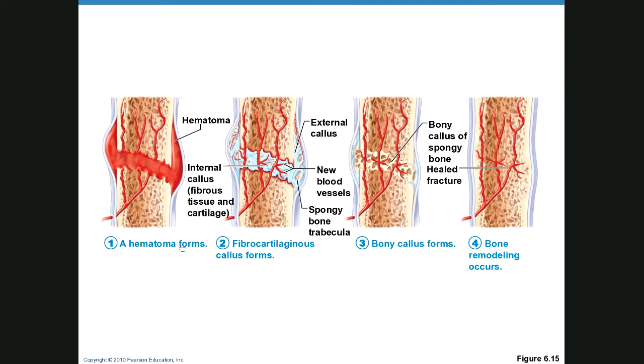Stage 1 is a hematoma, or a big mass of blood, a lot of vascularity, and then it solidifies. And then within that, you get a fibrocartilaginous callus forming. Again, this is not terribly strong. If it fractures, if this is displaced, you go right back to step 1. Then you get a bony callus formed, and eventual complete healing.